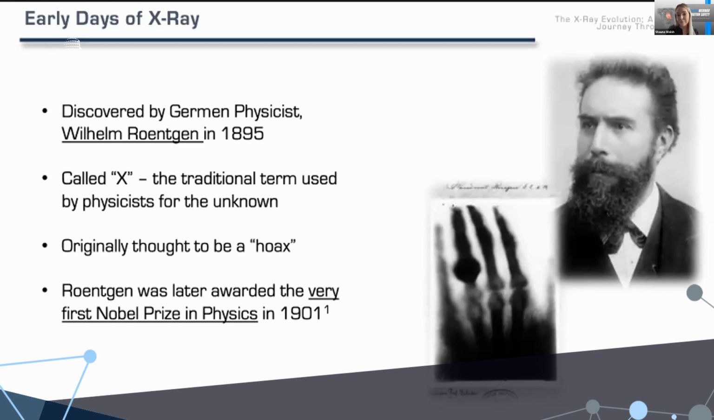Within 2 weeks of the discovery, Röntgen had taken the first X-ray, a famous image now, as we see here, of his wife's hand, and he made the announcement to the world on Christmas Day. It was largely thought to be a hoax, even by the world's most famous physicist at the time, Lord Kelvin. However, Röntgen went on to receive numerous accolades, including the very first Nobel Prize in Physics in 1901, which he donated to his university.